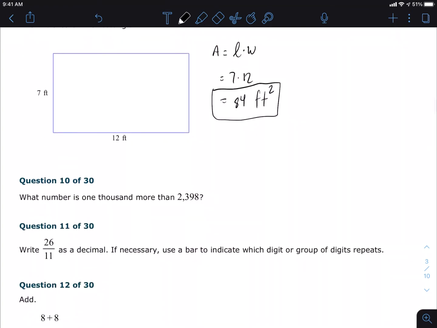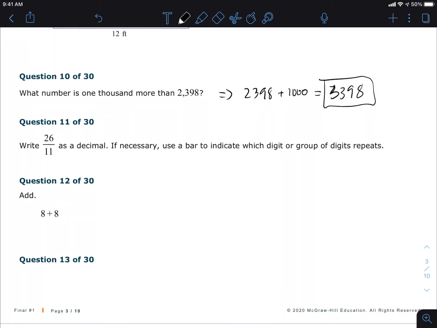Okay. Number 10 says what number is 1,000 more than 2394. So basically all this is saying is 2,398 plus 1,000. So that should be 3,398. Just making sure that we understand what's going on there, right? Okay.